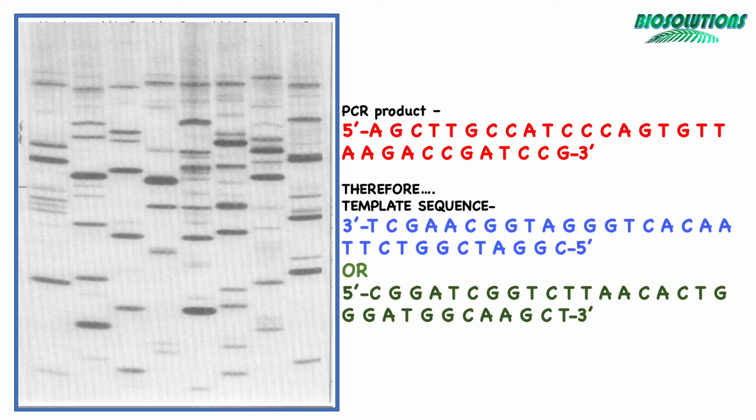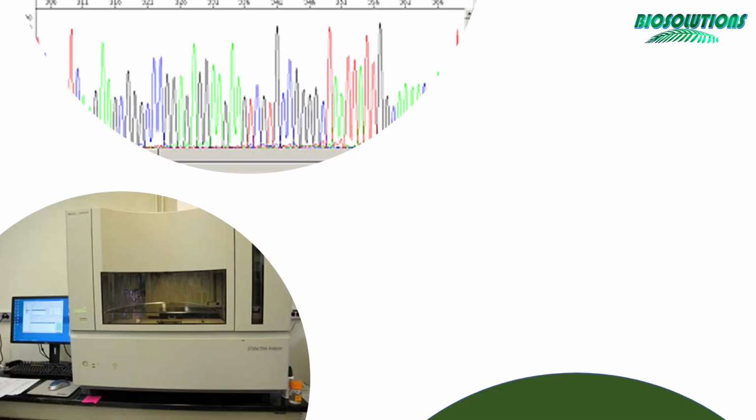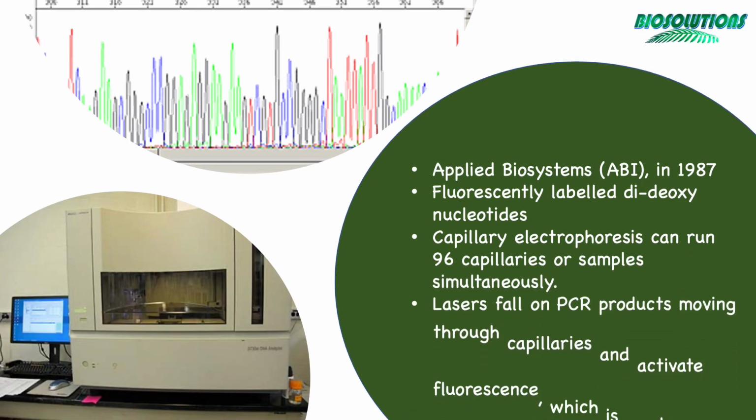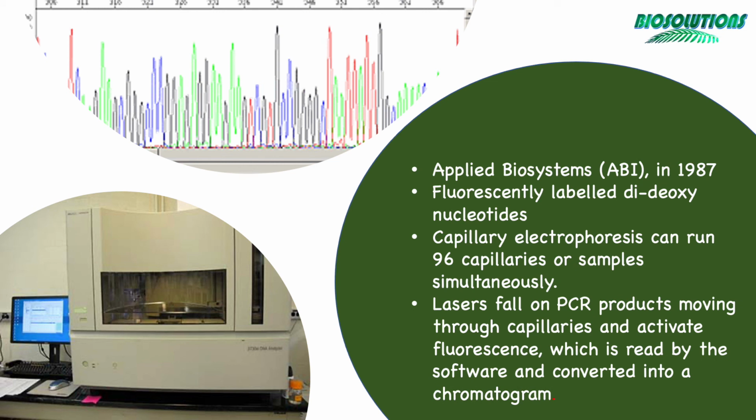In this process, for band detection, radioactive ddNTPs and autoradiography was used by Sanger, which has now been replaced by fluorescently labeled ddNTPs. Original Sanger sequencing was a laborious process. So in 1987, Applied Biosystems Incorporated converted this technique into a fully automated process. Now 4 differently colored fluorescently labeled ddNTPs are used, which can be identified easily on a chromatogram.